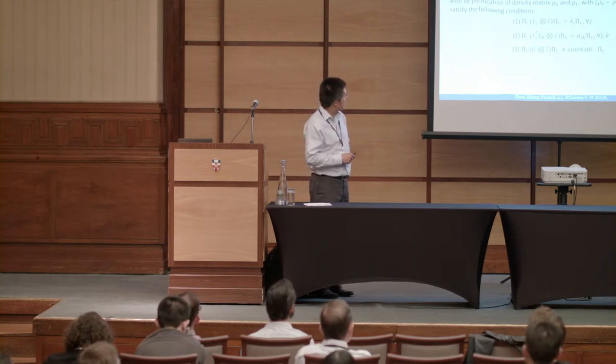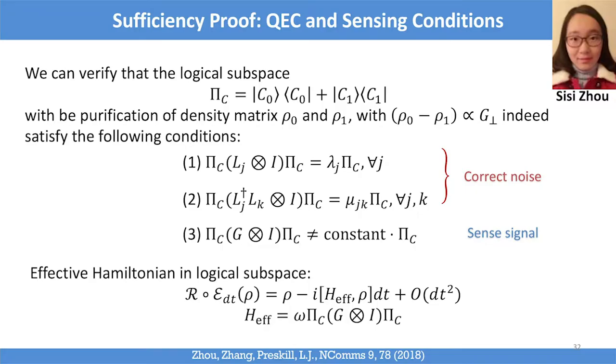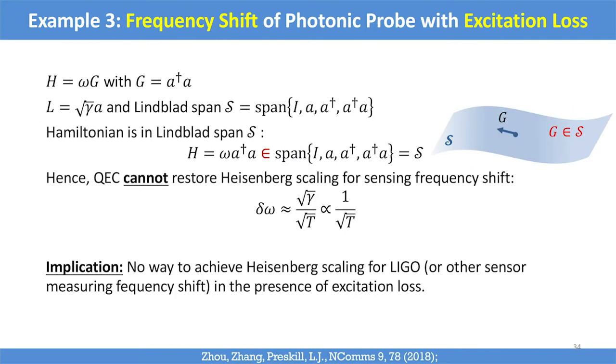And we can verify that this construction with rho 0 and rho 1, which correspond to the positive and negative parts of the orthogonal component, satisfies all these conditions, as detailed in the paper. Moreover, you can show that the effective Hamiltonian in the logical space corresponds to just this generator projected to logical space. And as long as it's non-zero, you will have a non-trivial evolution that gives you Heisenberg scaling. Okay. So now let's actually look into more examples. The one example which I started with is LIGO, the gravitational wave detection.